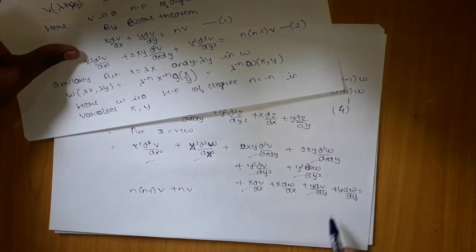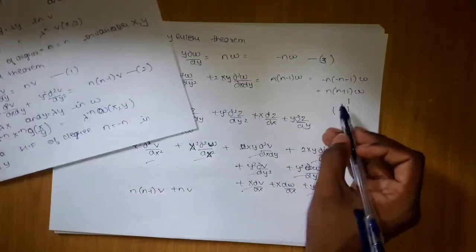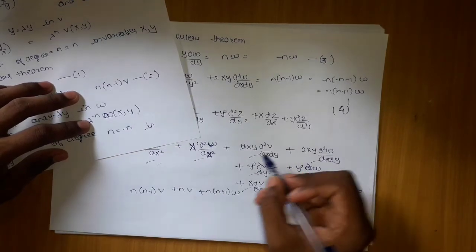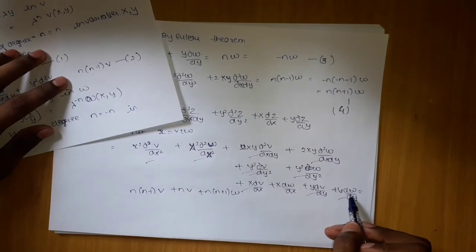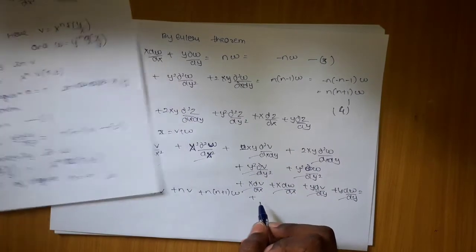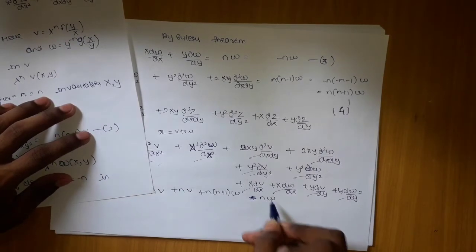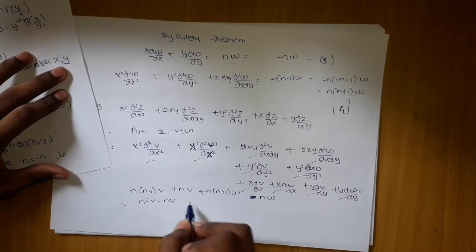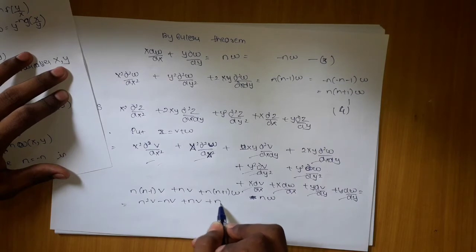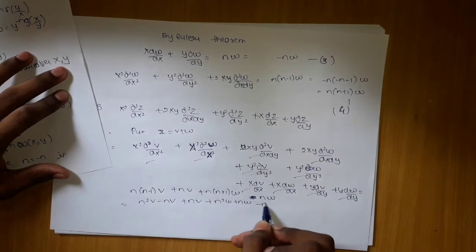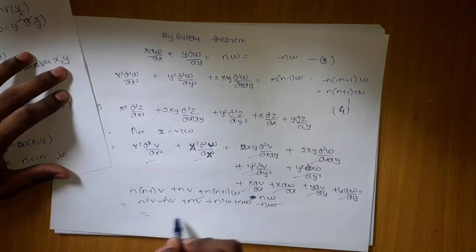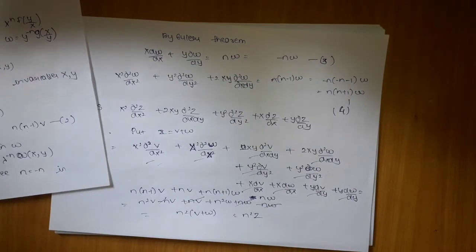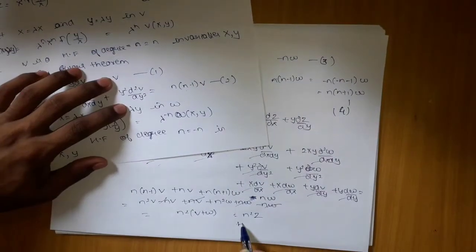Similarly, this, its value I already have as n into n plus 1 into w, and finally this thing and this thing, its value I have as minus nw. If we simplify, what I'm going to be left with is n square v minus nv, and here n square w minus nw. These cancel out. If I take n square common, v plus w is left. I am getting the answer n square z, which is the thing we wanted to prove, if you see clearly. So hence proved.